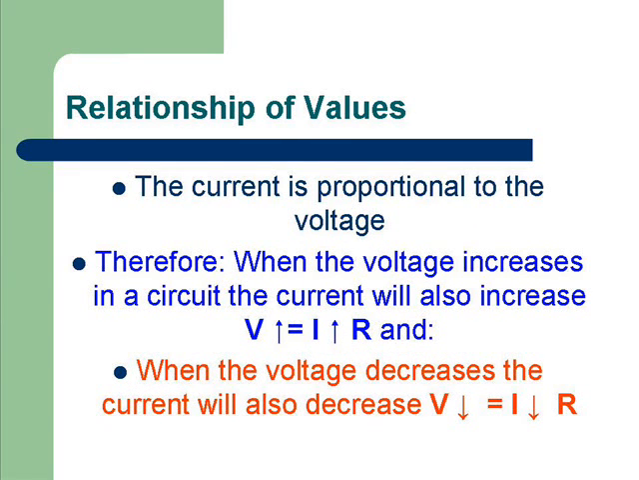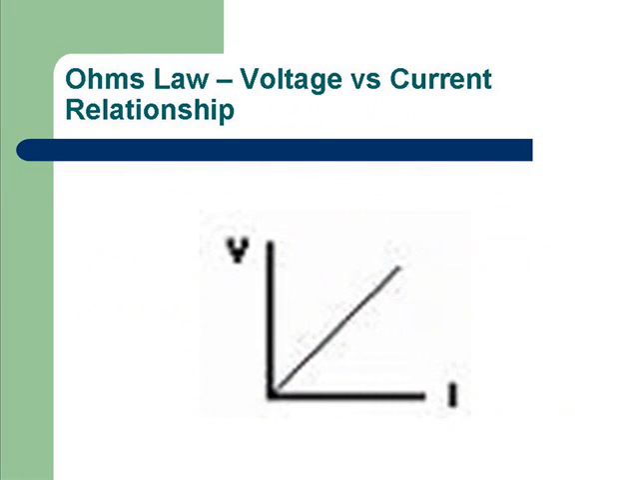To best understand Ohm's law, it's good to look at the relationship of the different values. The current is proportional to the voltage. Therefore, when the voltage increases in the circuit, the current will also increase, and when the voltage decreases, the current will also decrease. So they both go up together, and they will both go down together. The best way to see this is in graphical form. Here we have a voltage graph against the current. As you can see, it's a linear relationship.